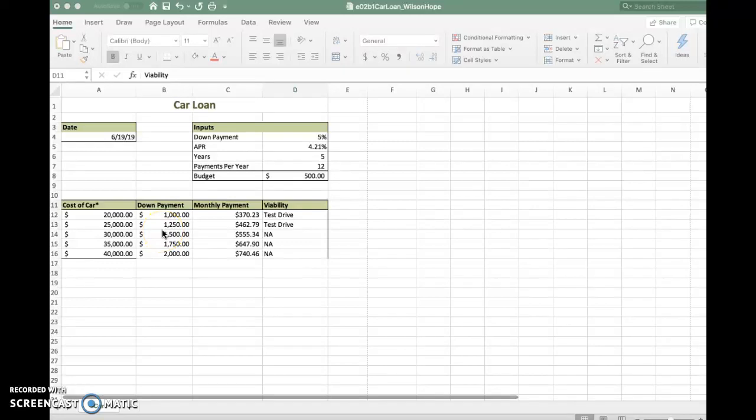Hello again. This is my Beyond the Classroom assignment for Chapter 2 for Excel. And for this one, we have to do an exercise looking at purchasing a new car and using the worksheet to estimate the monthly payment based on the purchase price and looking at things like the APR, the down payment, and the length of the loan, the number of years, to figure out which cars would be suitable according to the budget limitation, the budget restriction.